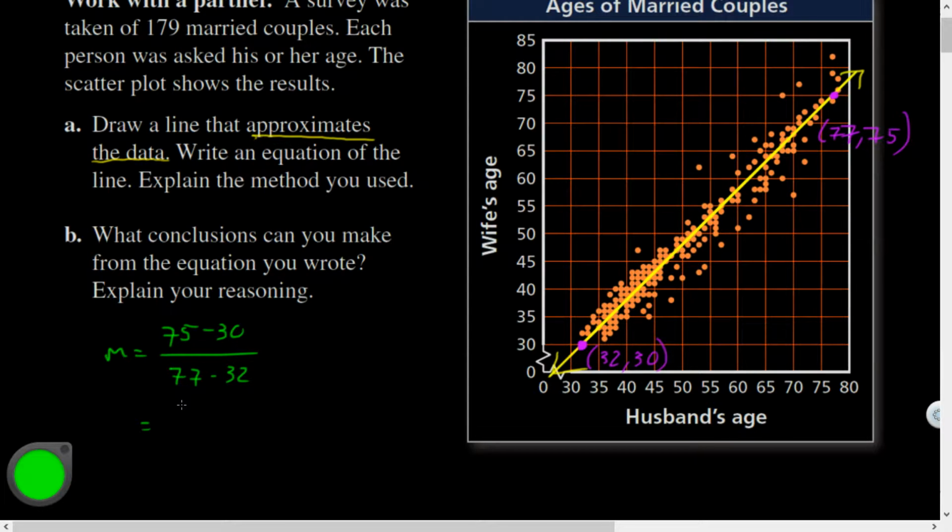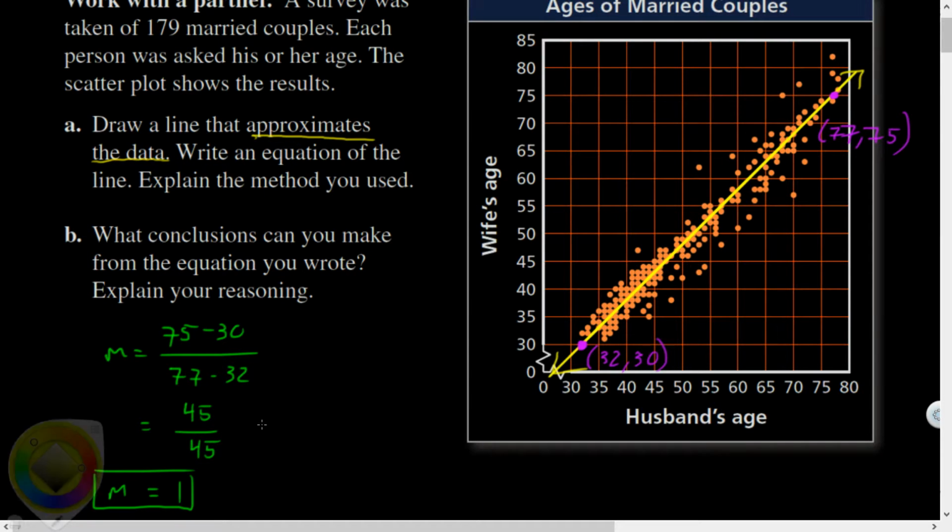All right, let's see. 75 minus 30 is 45. And 77 minus 32, what's that? Is that also 45? Did I happen to pick two points? I think so. And what's 45 divided by 45? 1. So the slope of my line is 1, and then the equation of my line I could write in point-slope form. I'll use this point. So mine's going to be y minus 30 equals 1 times the quantity x minus 32.